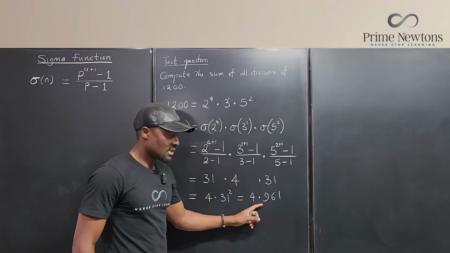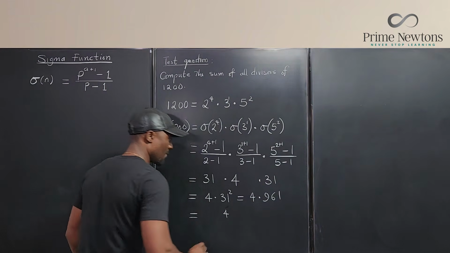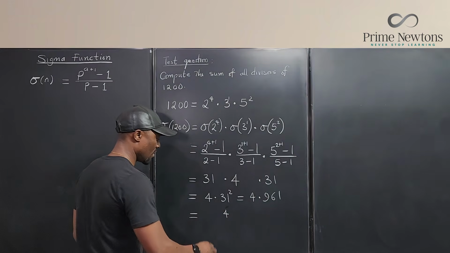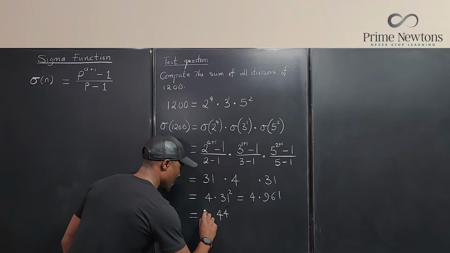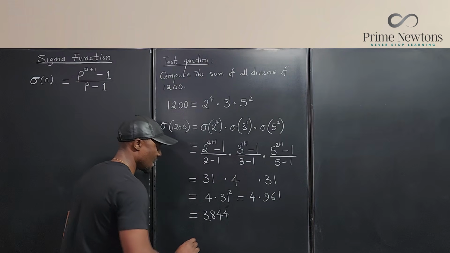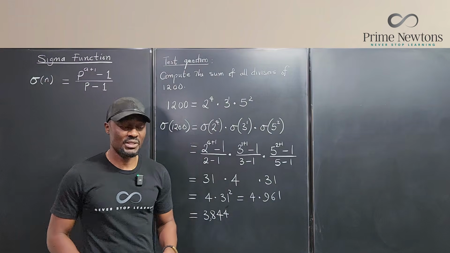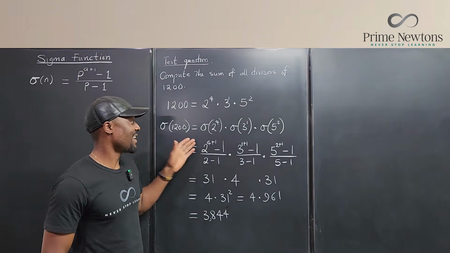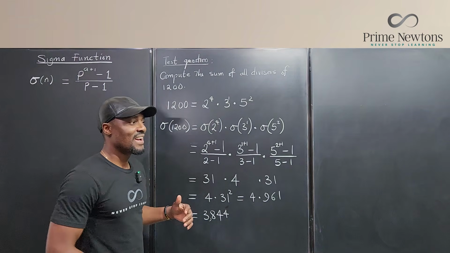So 4 times 961 is my answer, and that's going to be 4, and this is going to be 24. I keep my 2, and 4 times 9 is 36, so I got 38. So it's 3,844. I checked it, and I didn't make a mistake, so this is good. Actually, I didn't. I just came up with this number as I started the video, so this is good.